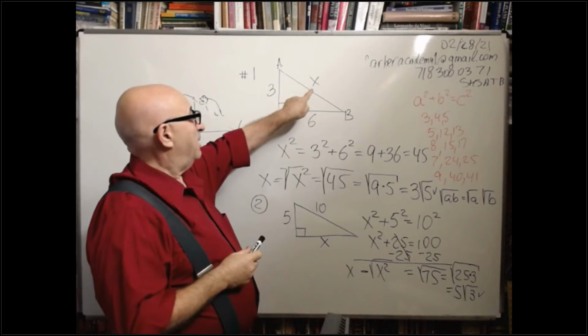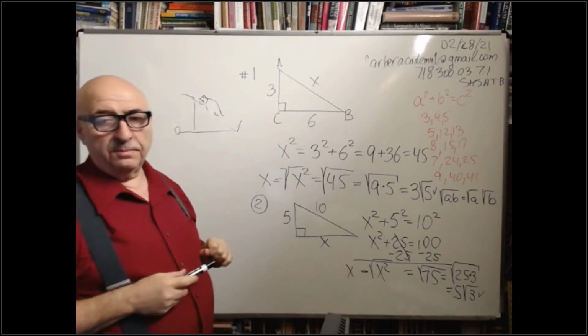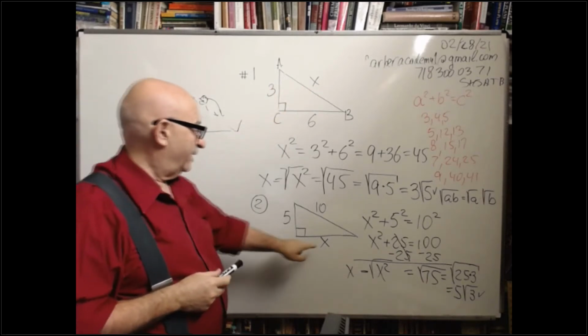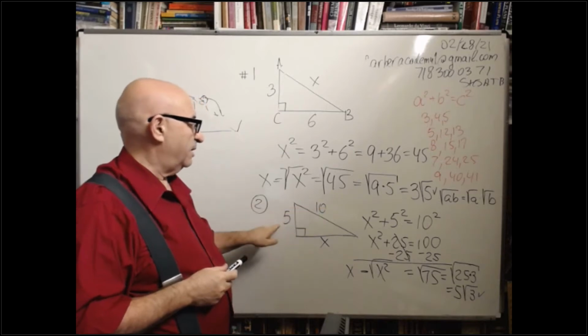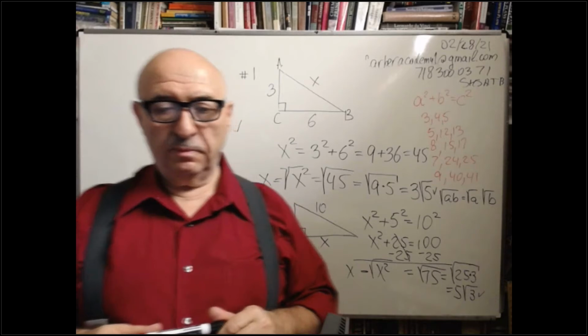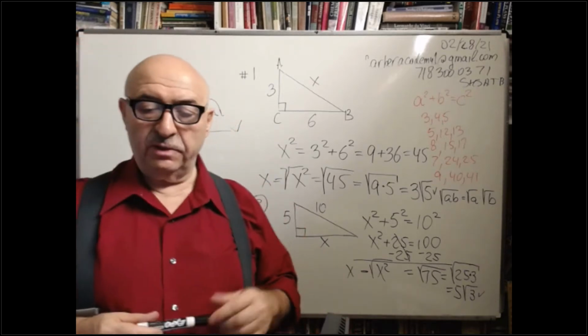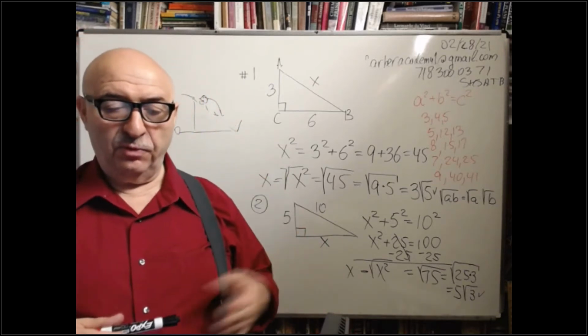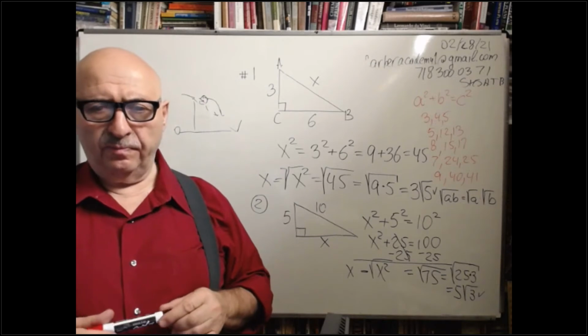So we found the hypotenuse when two legs are given. We found a leg when the hypotenuse and a leg are given, using Pythagorean triples. And it's not difficult. This is the beautiful Pythagorean theorem behind the scenes.